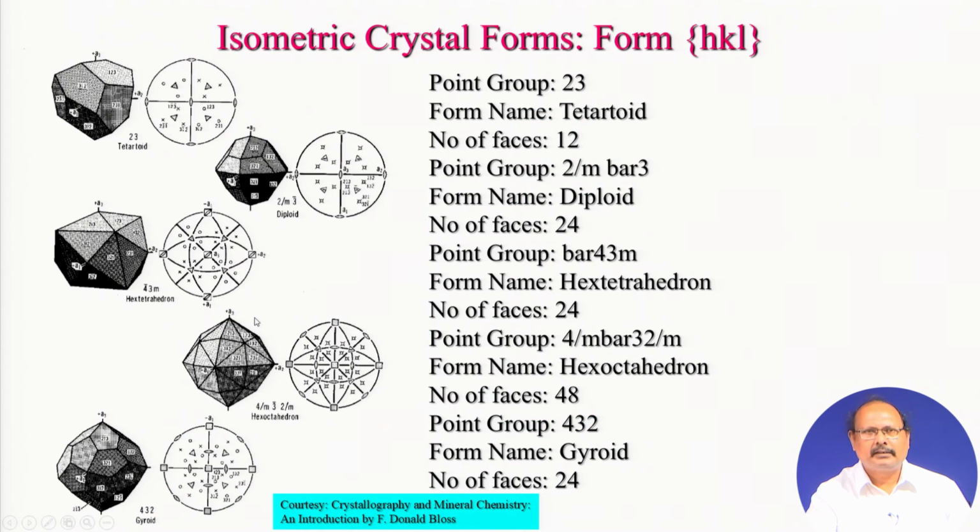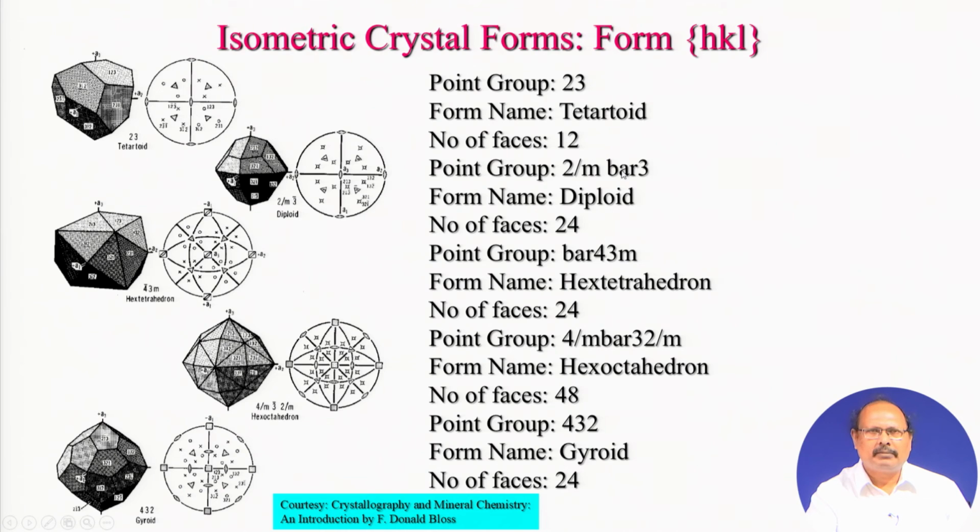Now, here is the remaining part of the isometric crystal forms. This is the general form symbol here, HKL. This we have already studied when we generated the 32 point groups of symmetry. You go back and see the lectures where I taught with a starting motif HKL, and we studied the point groups of symmetry 2 3, 4 3 2, bar 4 3 m and 4 over m bar 3 2 over m and 2 over m bar 3. There you see that when you have 2 3, you have a 12 face form. So, this is shown here and this is called a tetartoid.